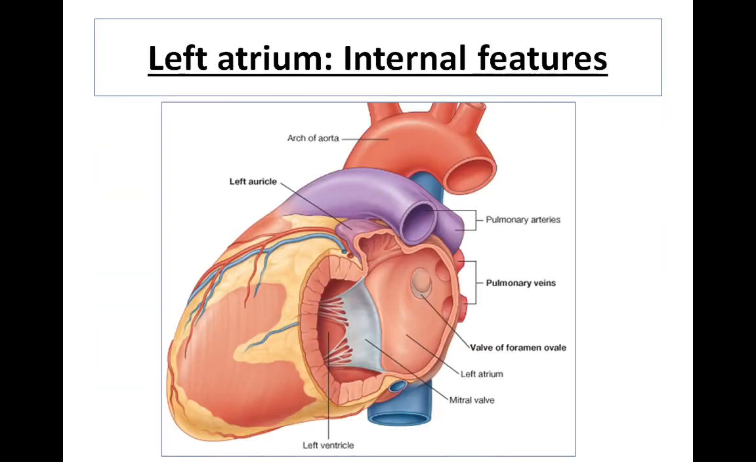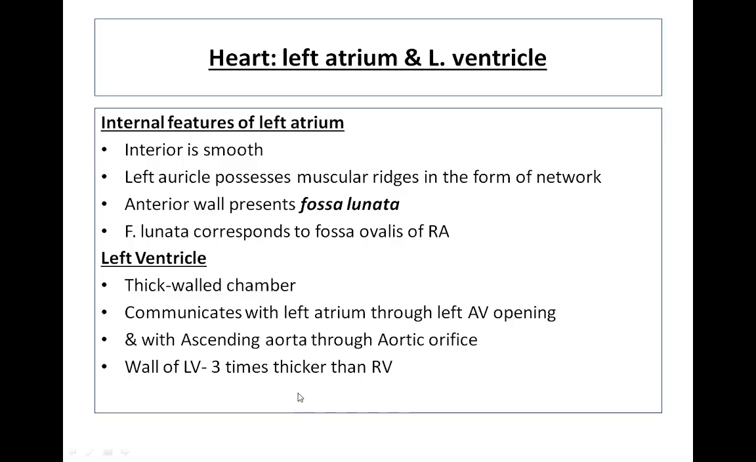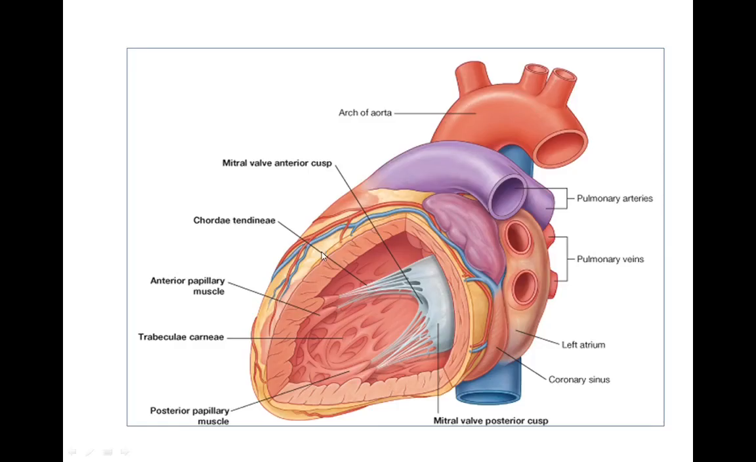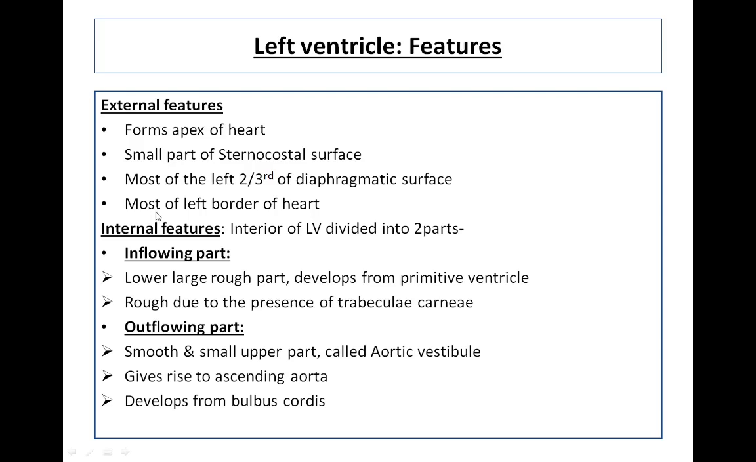Diaphragmatic surface, this is the diaphragmatic surface. Actually it is not diaphragmatic, this part is the diaphragmatic surface. So around the left 2/3 of the diaphragmatic surface is formed by the left ventricle, and it forms the left border of the heart. Already I have said the left border is mostly left ventricle and a small part of the left auricle.